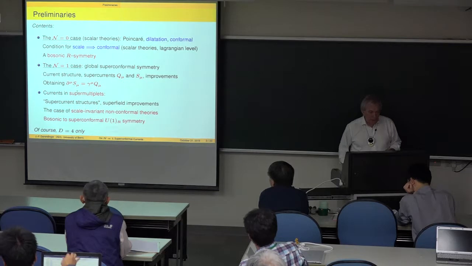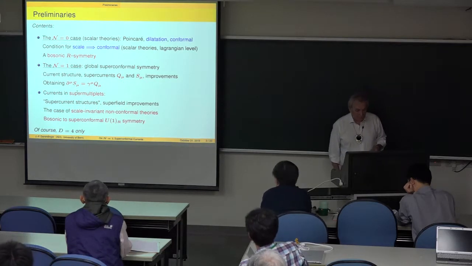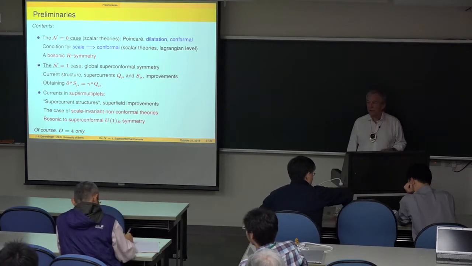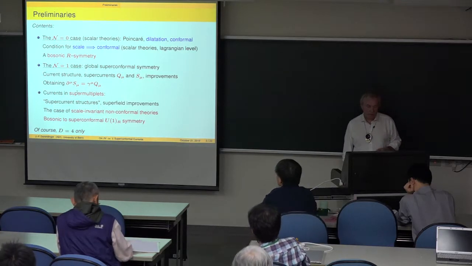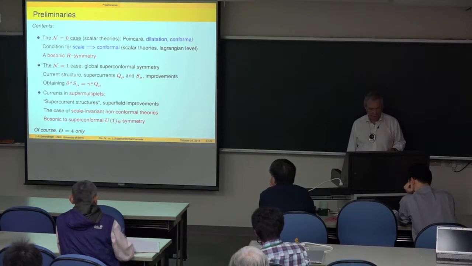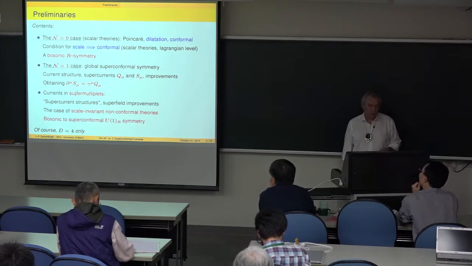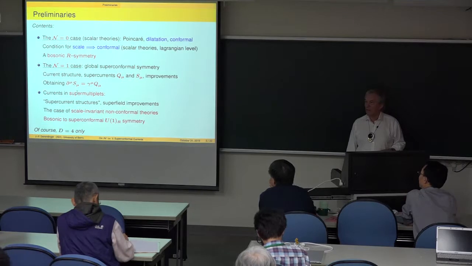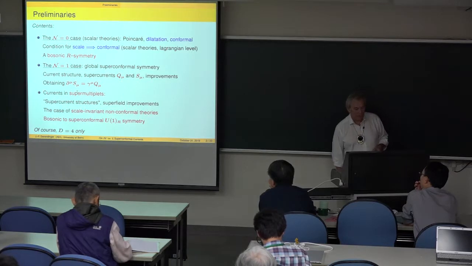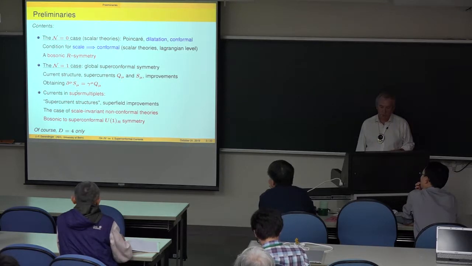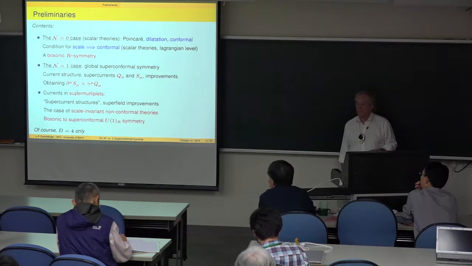So to start with, I will consider the N equals 0 case, that is scalar theories, because of something coming out of this simple analysis when one starts to look at the condition for scale implying conformal. Secondly, I will spend some time on the N equals 1 case. That's the core of my discussion, looking at global superconformal symmetry, the current structures, the supercurrents, improvements, and so on.